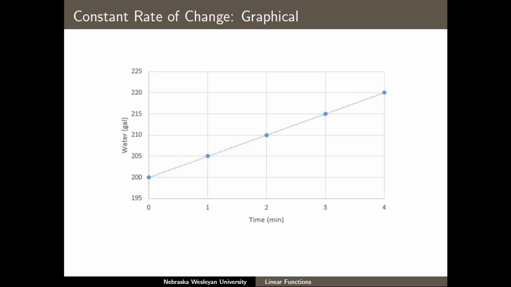Since each minute adds exactly 5 gallons to the pool, the points of data are fit perfectly by a line. The line has the advantage of helping us visualize how the gallons are changing over time. It also provides information about times that don't appear in the table, such as 30 seconds.